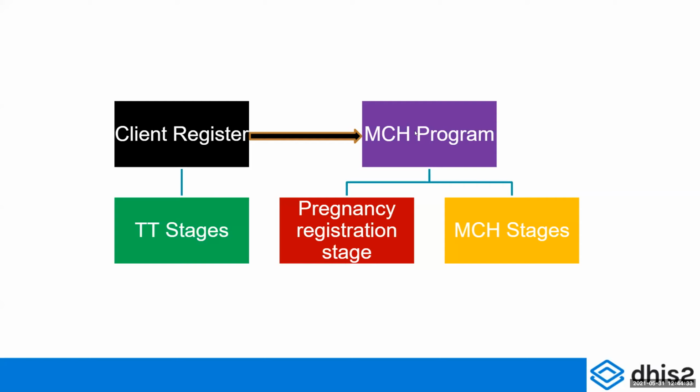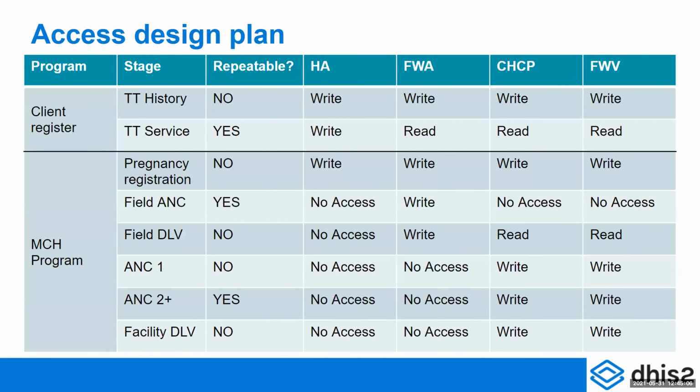And then we also have this MCH program. So you first register the person in the client register, and then you enroll them in another program, which is MCH, which is repeatable. Because once a woman has given birth, you close off that program, and next time she gets pregnant again, you create another enrollment in that program. So within the MCH program, we have a pregnancy registration stage, and then we have the different MCH stages. So this is how we came up with our design. As I said, it's complicated, as you can see. So it's very helpful to write these things out.